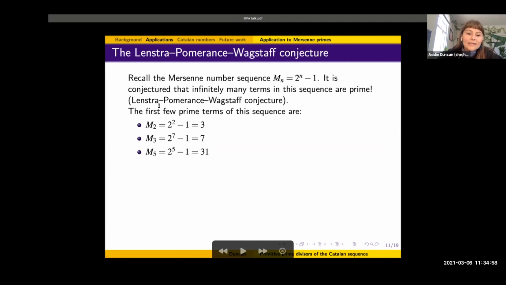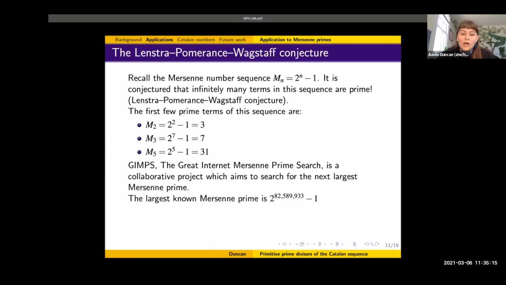So to illustrate this, the second term of this sequence is 3, which is prime. The third term is 7, which is prime. The fourth term is not prime, but the fifth term is 31, which is prime. So some of the terms of this sequence end up being prime.